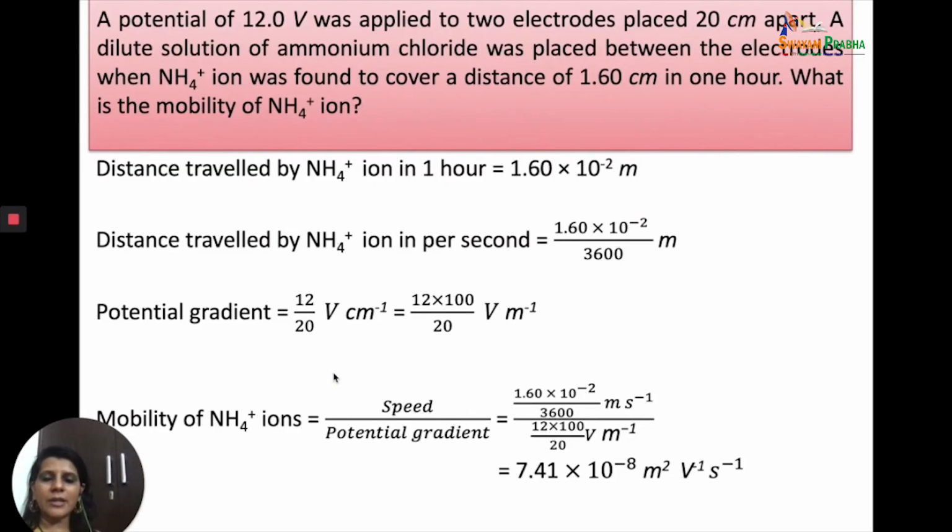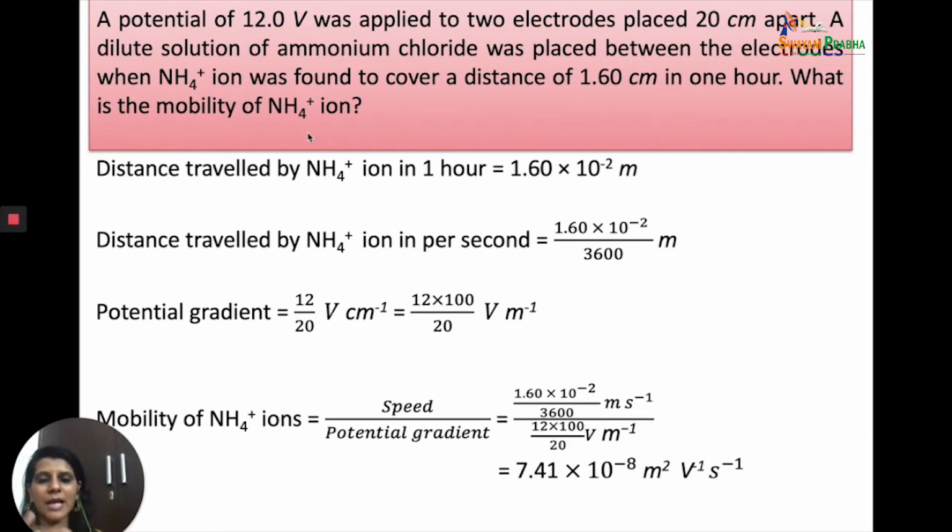Let's try and look at this numerical to have a better understanding of ionic mobility. A potential of 12 volts was applied to two electrodes placed 20 cm apart. A dilute solution of ammonium chloride was placed between the electrodes. The NH4 plus ions were found to cover a distance of 1.60 cm in 1 hour. What is the mobility of NH4 plus ions?